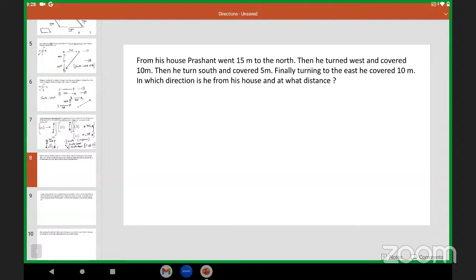So let's start with this question. From his house, let us say this is the house of Prashant, he went 15 meters towards north. Then he turned west. As he was facing the north direction, west for him will be nothing but his left direction. So he turned west and covered 10 meters. Then he turned south and covered 5 meters.